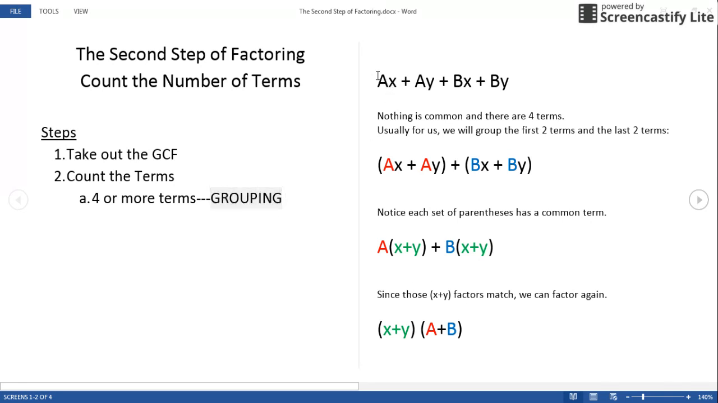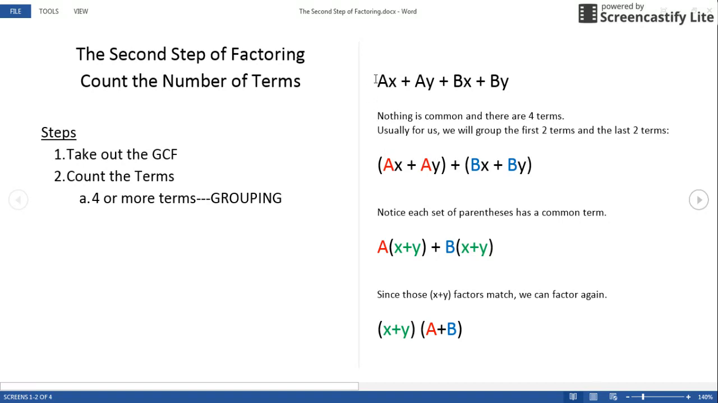For instance, with the problem that is here, notice first there's nothing common to every term. There are a couple of A's up here on the front and some B's back here on the back. We have two X's, we've got a couple of Y's, but there's nothing part of every single term. So I first looked for a common factor and there wasn't one. Next, we've noticed that there are four terms, and for us that's going to mean factoring by grouping.